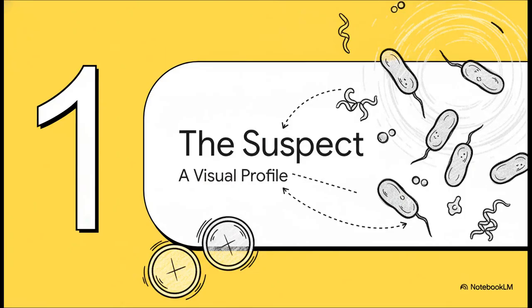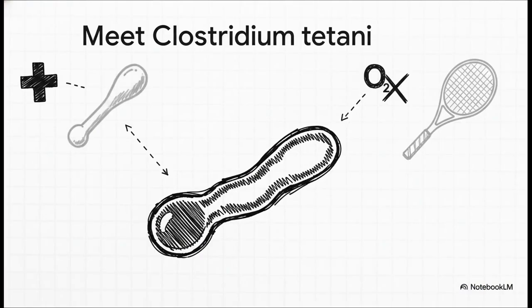All right, so to solve this case, our first step is to get a really clear description of the suspect, the one that's producing this toxin. What exactly are we looking for when we peek under the microscope? Here's the rap sheet. It's a gram-positive rod-shaped bacterium, and it's an obligate anaerobe, which is just a fancy way of saying it absolutely hates oxygen. But its most unique feature, our first big clue, is this terminal round spore at the very end. This gives the whole thing its famous drumstick or tennis racket kind of look, a very, very unique visual profile.